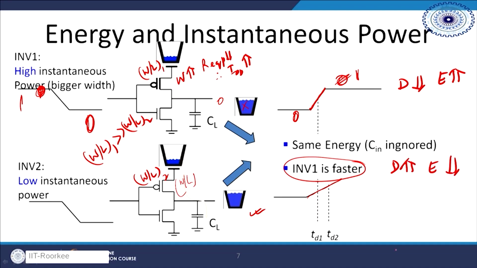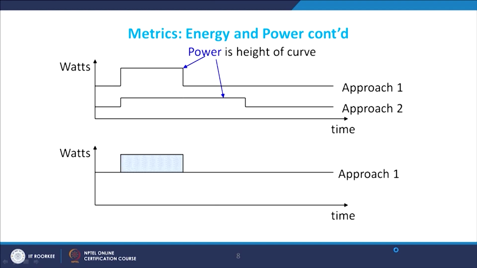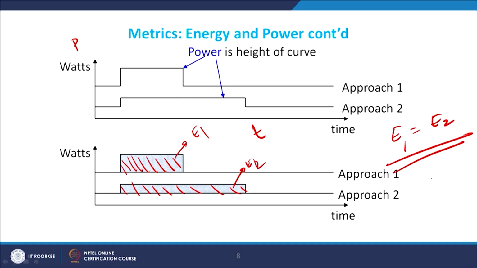In the second case W by L ratios are very small for the pull up device, in this case PMOS devices. Now, therefore, there are two approaches available to us. If you look at the approach, this is power versus time. The area under the graph is your energy, because P into T is your energy. So, this is E1 and this is E2. If you look at it in that way, both E1 equals E2.